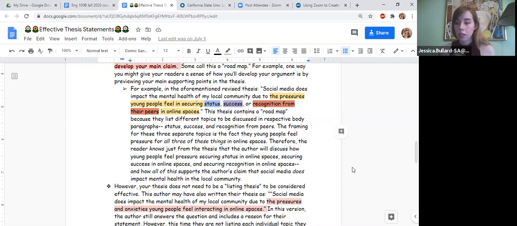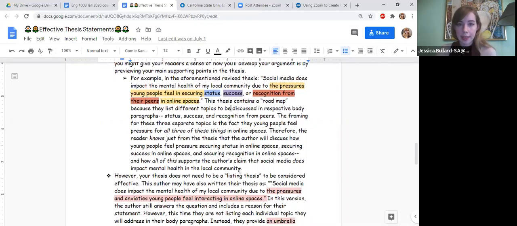So the reader knows just from the thesis alone that the author will discuss how people feel each of those separate topics, all taking place in an online space. That's the common thread, right? Is that young people feel this pressure in online spaces specifically, but each paragraph focuses on a different thing: status, success, or recognition, okay? But it all has that common thread, and that's what's really holding this thesis together, is that commonality of it taking place in online spaces, and that we know the writer is arguing this leads to a negative impact in their mental health, okay?